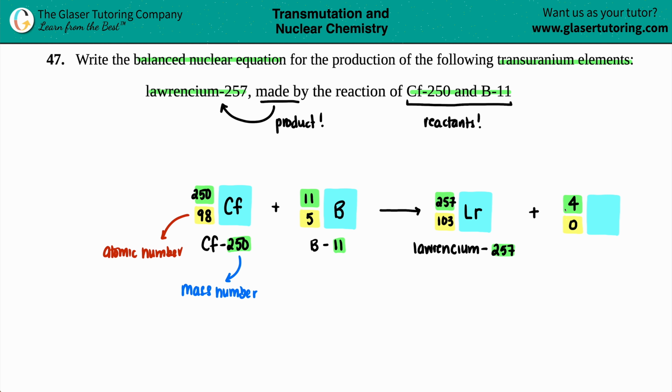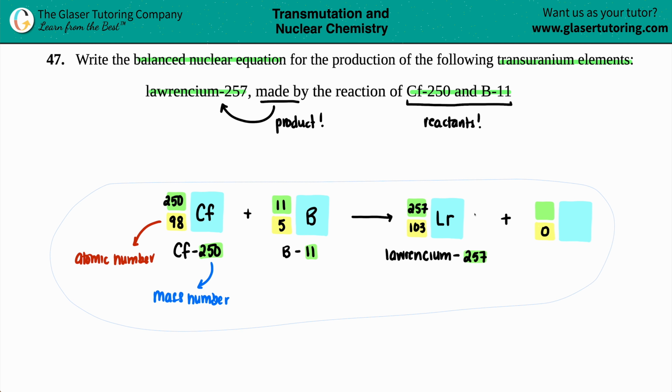But then I have to say to myself, what atom or what subatomic particle has a 4 on the top and a 0 on the bottom? I don't know any, right? So I have to kind of rearrange this to fit a subatomic particle that can maybe get me here. Now the 0 on the bottom is going to give me the answer because there's only one subatomic particle with a 0 on the bottom. Do you know what it is? It's a neutron.